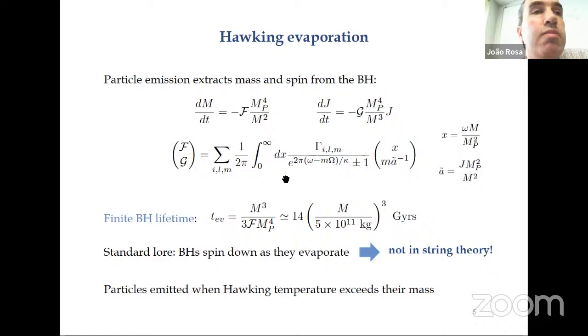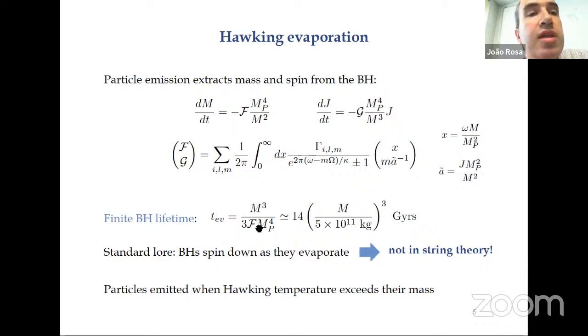You can compute them by integrating over all the frequencies of the modes associated with each field. You have an lm decomposition of the modes, and i stands for the particle species. You integrate over all of this, taking into account the energy that each mode takes, which removes mass, and the angular momentum that each mode takes, which removes spin. So thinking just about Schwarzschild black holes, you can integrate the mass equation here.